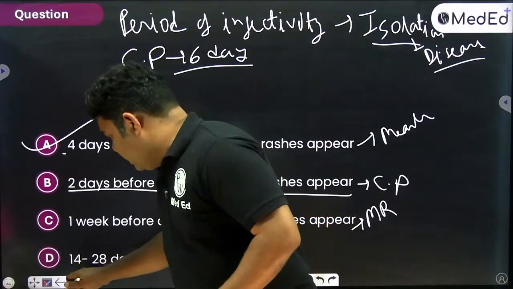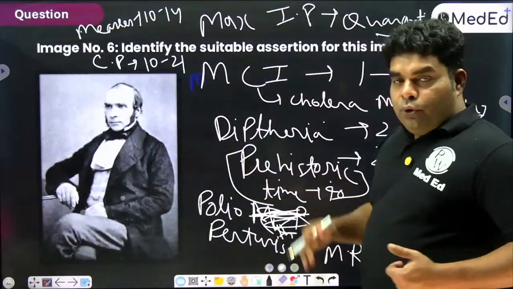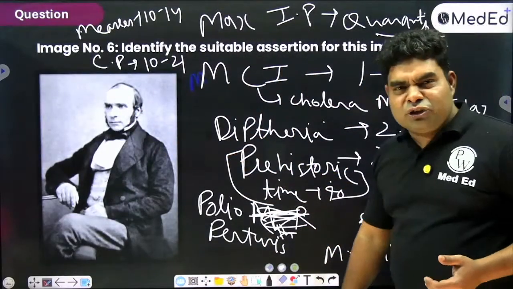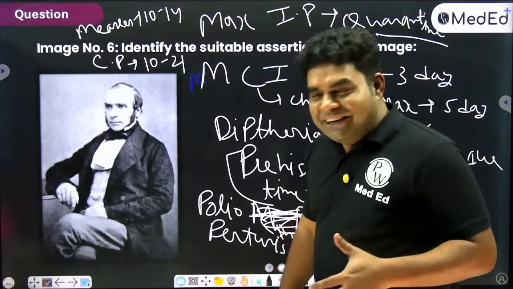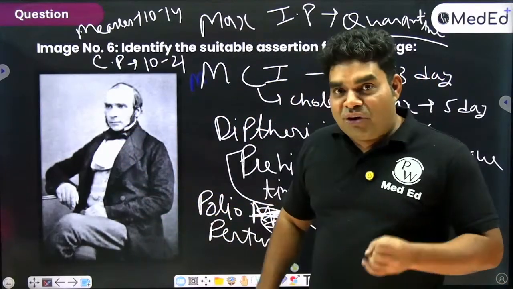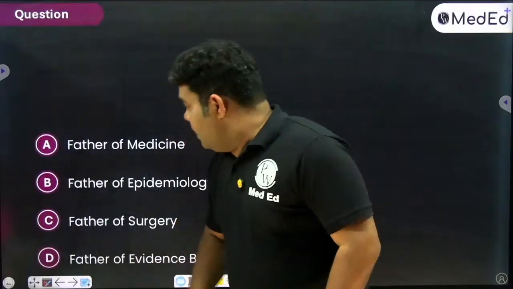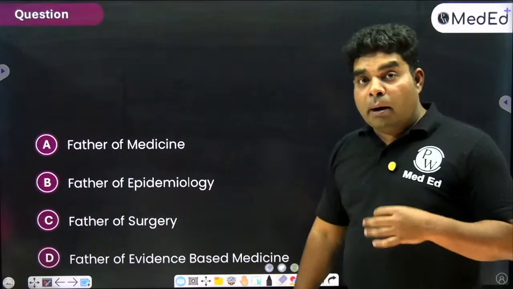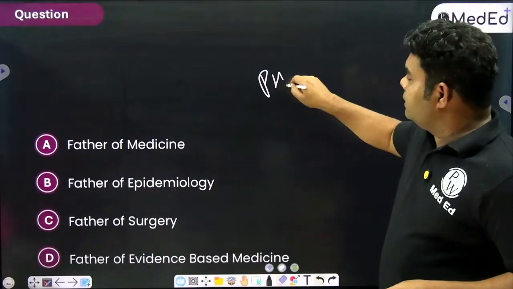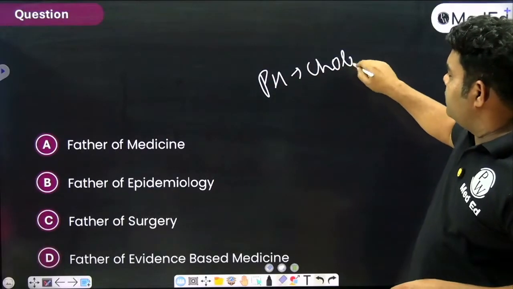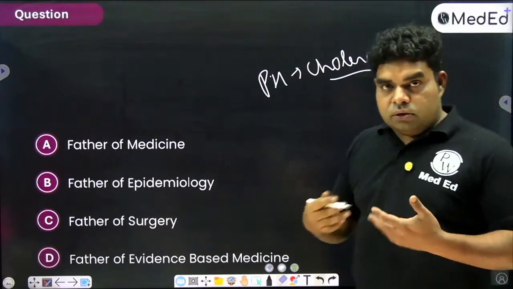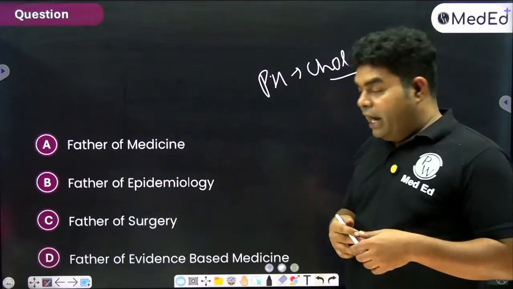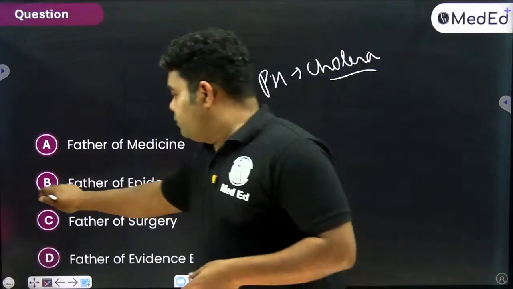Very important for exam. Who is this man? This is John Snow. Winter is not coming, but he is the father of epidemiology and modern epidemiology. He drew the first spot map. But if they ask who is the father of public health, father is cholera. Because of cholera, we started studying all this water and food hygiene and all. So John Snow is father of epidemiology.